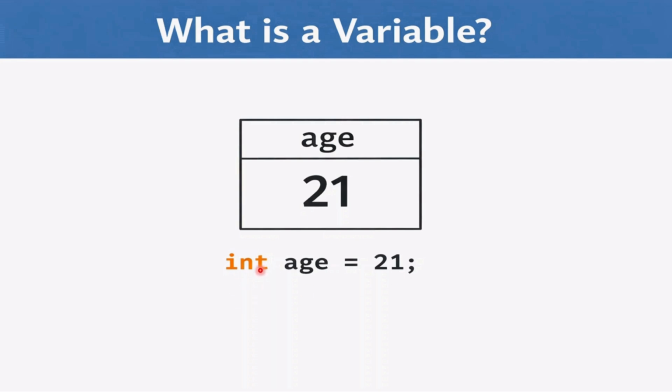So what is int? This tells Java what type of value this box can store. What is age? This is the name of the box. What is the equals sign? This means we are assigning a value. What's 21? This is the value we are storing inside the box. So whenever you see creating a variable in Java, just imagine a labeled box storing some value.